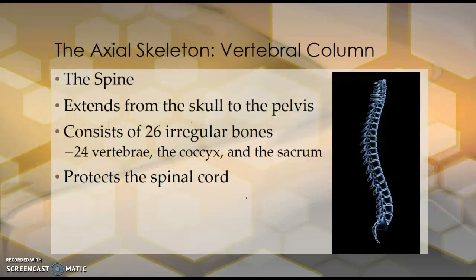All right, next we're going to get into the vertebral column, one of the other big parts of the axial skeleton. So your vertebral column is just the spine, and you have 26 irregular bones, including 24 vertebrae. Then you have your coccyx, which is your tailbone, and then your sacrum. And the whole point of this spinal column is to really protect your spinal cord.